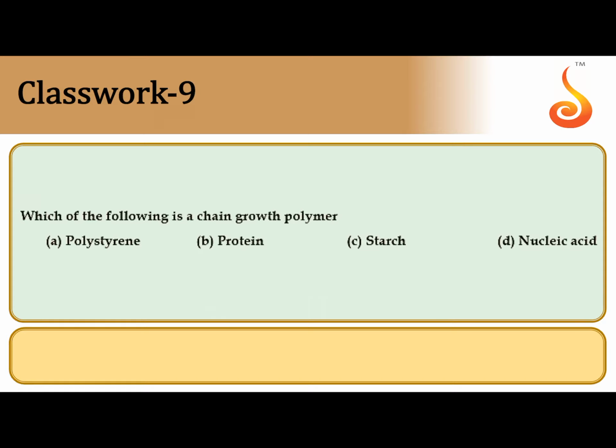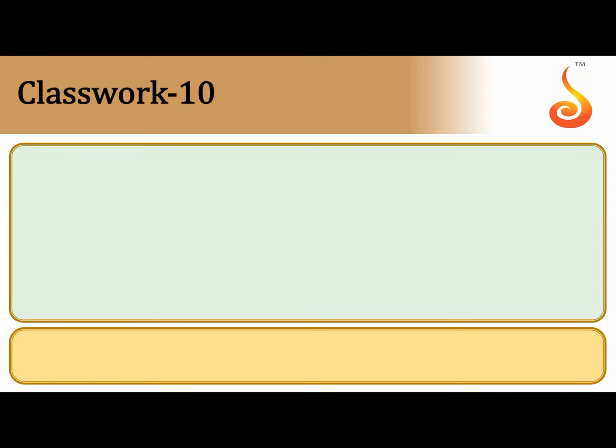Which of the following is a chain growth polymerization? Addition polymers are chain growth polymers, while condensation polymers are step growth polymers. So among all these four, which is an addition polymer? Polystyrene. Number of styrene monomers undergo polymerization to give polystyrene. Polystyrene is an addition polymer. That's why it is a chain growth polymer.